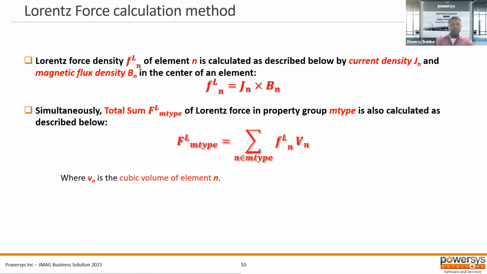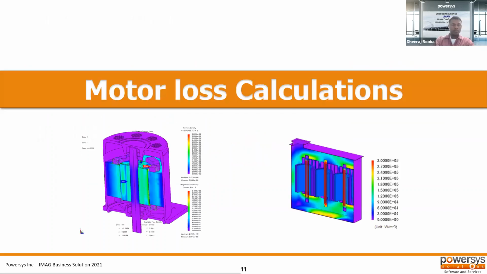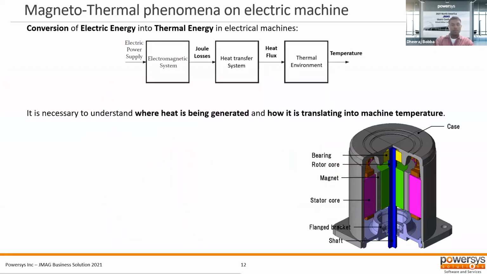So that'll be the brief introduction to the force calculation methods available in JMAG, and we'll switch over to the motor loss calculation. Here, there are different loss components, of course, but I'll be focusing more on the iron loss, and again, very briefly. So to go over a rough outline of the magneto-thermal phenomenon of the machine.